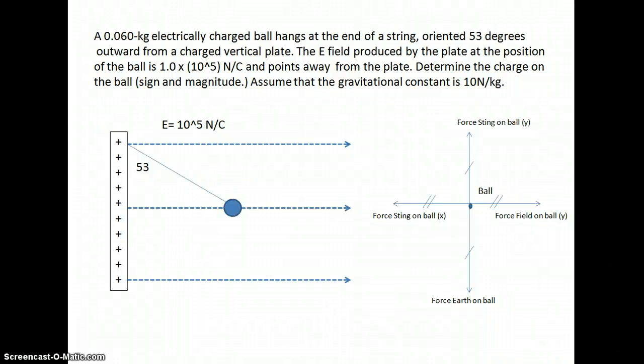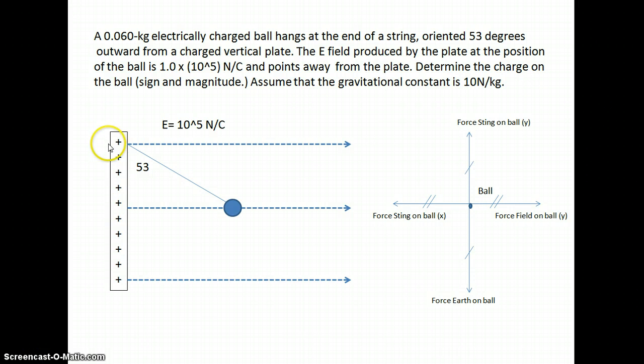A 0.06 kilogram electrically charged ball hangs at the end of a string, oriented 50 degrees outward from a charged vertical plate. The E field produced by the plate at the position of the ball is 1 times 10 to the 5 newtons per coulomb, and points away from the plate. Determine the charge on the ball, sign and magnitude. Assume that the gravitational constant is 10 newtons per kilogram.